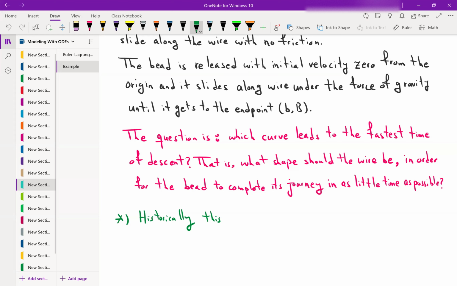I again recommend that you Google this problem and see the history. That's a beautiful history. This problem played an important role in the development of the calculus of variations.